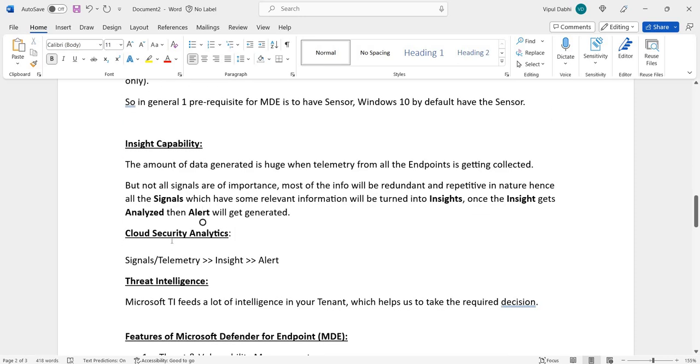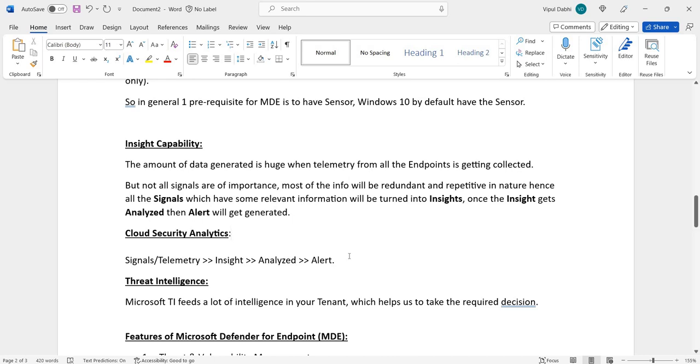Now, cloud security analytics. This is an analytics approach only. Signals, telemetry, insights, and they get analyzed, and post analysis they generate the alerts. This hierarchy is very important, and it is actually referred to as cloud security analytics. So when someone asks what cloud security analytics is, you need to be very sure that we have signals getting generated from different systems, right? Out of them, the few signals of critical importance get converted into insights. Those insights get analyzed, and post analysis they will generate the alerts.